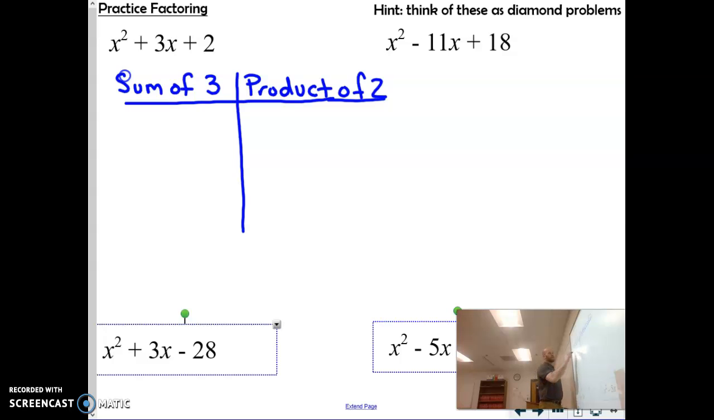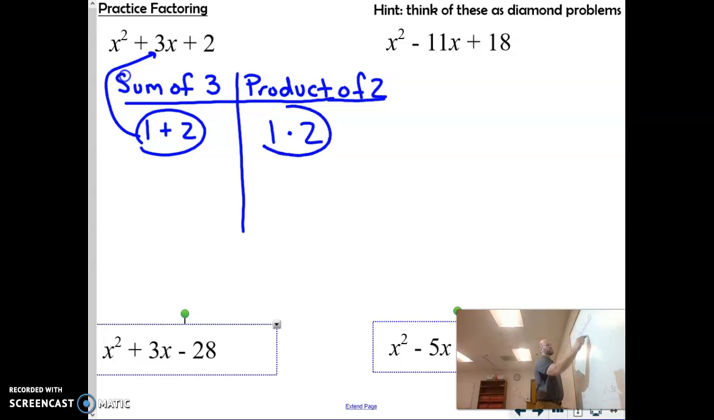Okay? So the two numbers that we have that would fit the bill in this case are going to be 1 and 2, because 1 plus 2 is 3, and 1 times 2 is 2. So this part here matches what we see right there in front of that, and this part here matches what we see there.